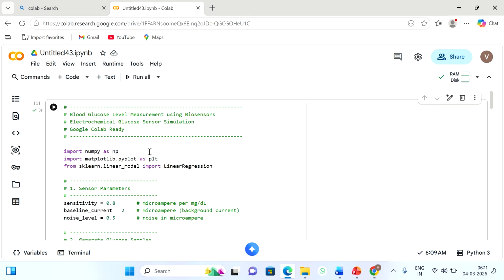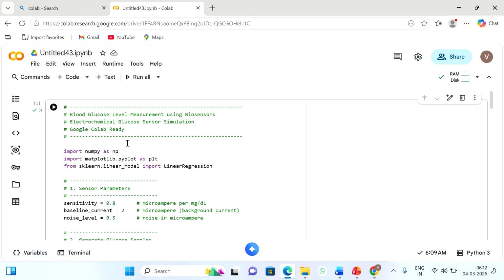Then the dynamic response plot. This program simulates how an electrochemical glucose biosensor works. So in real life, glucose reacts with the glucose oxidase enzyme. The reaction produces electrons. These electrons generate a measurable current, and this current is proportional to glucose concentration, and thus this code models this process mathematically.